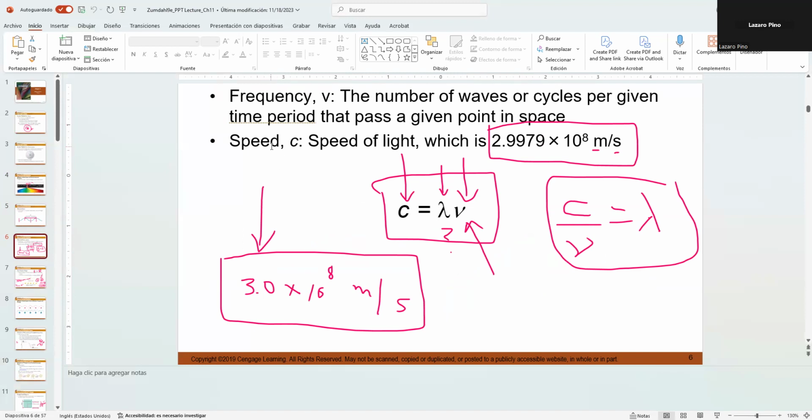The speed of light, c, is a constant, and it is 2.9979 times 10 to the 8th meters per second. We can work with 3.0. We can approximate this constant in our exercises. The speed of light is the wavelength times the frequency. Don't forget about this formula. We are going to use this formula in the problems during this chapter. So the wavelength is equal to the speed of light divided by the frequency of the wave.